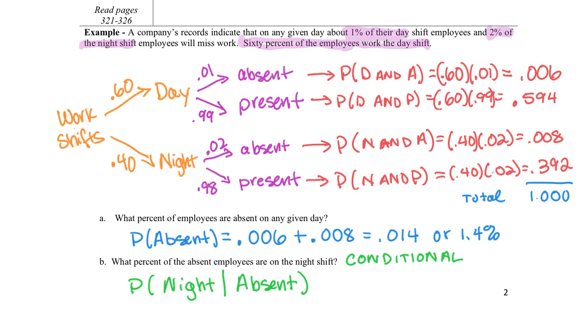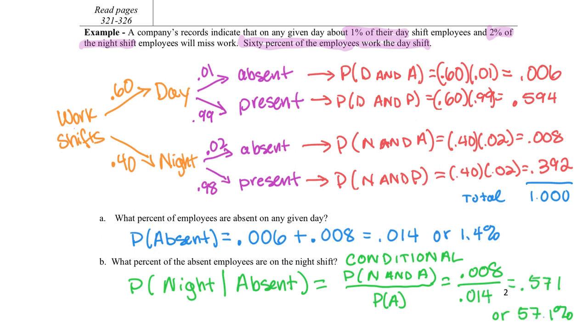The notation would look like this, and let's look at our rules from the top of this page. This would mean it's the probability of night and absent divided by just the probability of absent. So if we look down our line, we have the probability of being night and absent, and that was 0.008. We also know the probability of absent. We just found it in the previous problem.